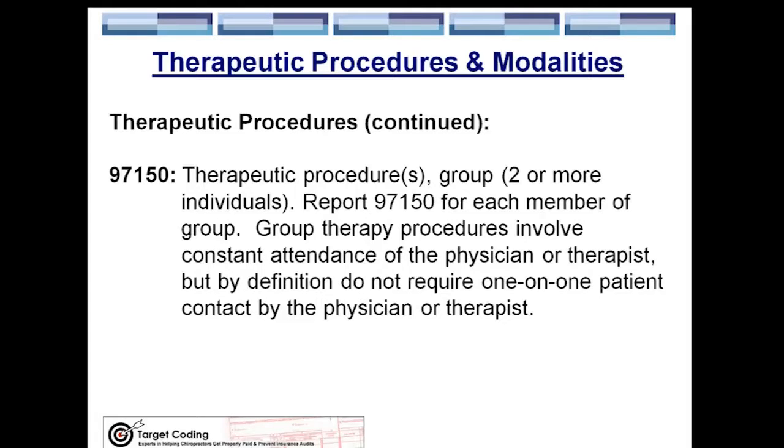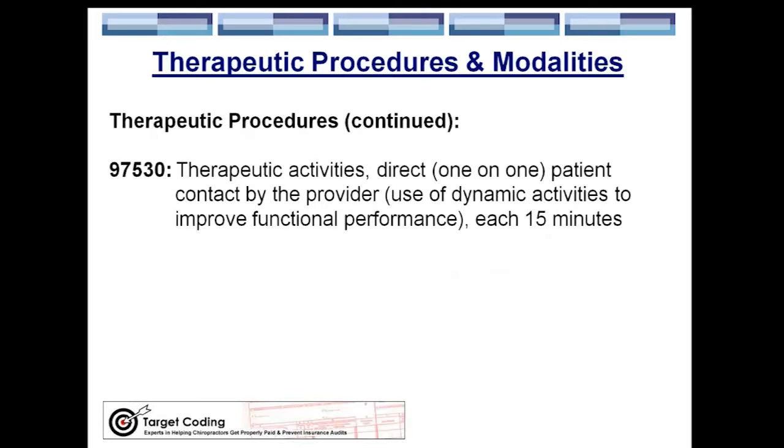You have to identify the specific treatment, how the treatment's going to restore function. Group therapy consists of simultaneous treatment to 2 or more patients who may or may not be doing the same activity. So the doctor, or if your scope allows, a staff member is dividing attention among the patients, providing only brief intermittent personal contact, then you're going to bill both patients 97150.